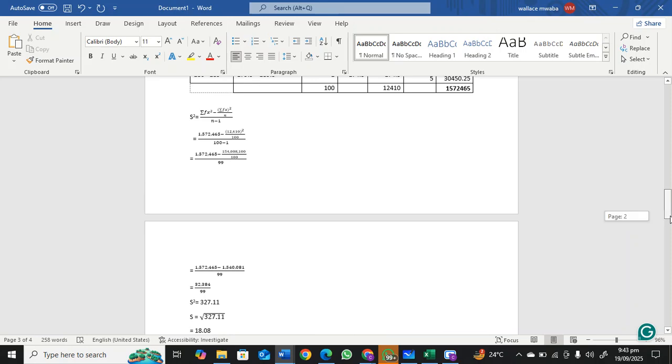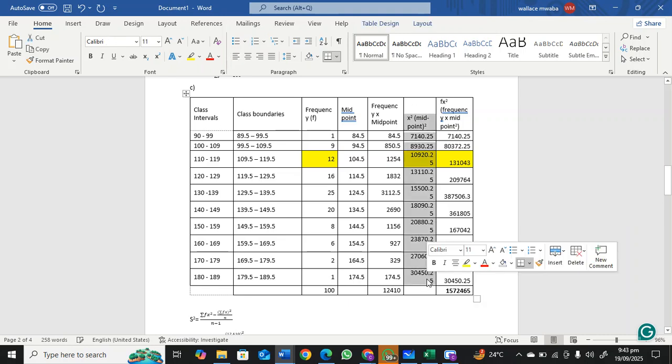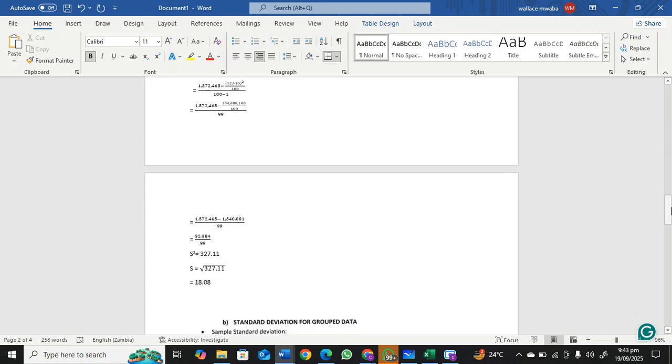So remember, when you're dealing with standard deviation, you just need to get the midpoint squared. Then you multiply the frequency by the midpoint squared, and you total that up. Once you have that value, it's just a matter of substituting into the standard deviation formula.